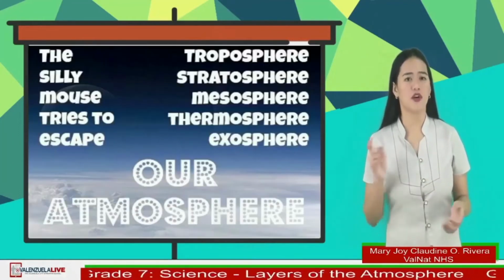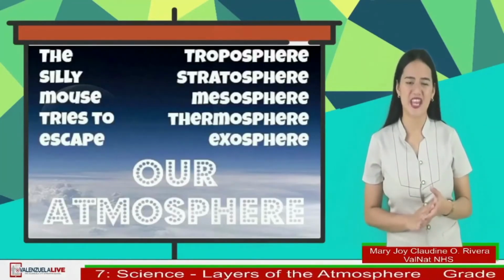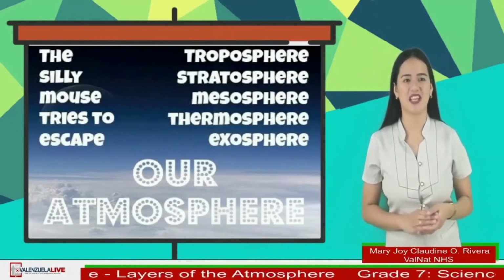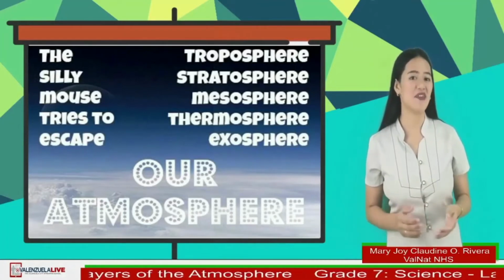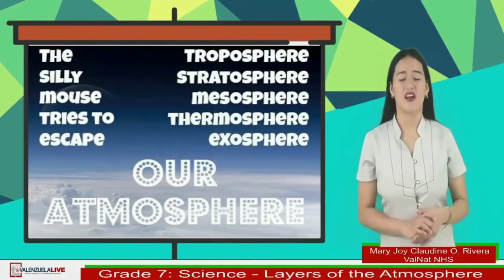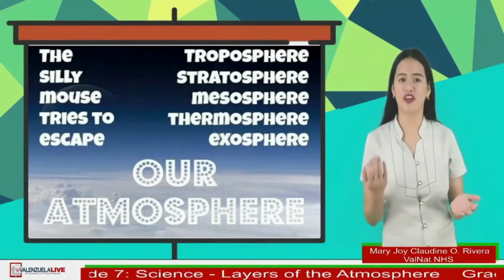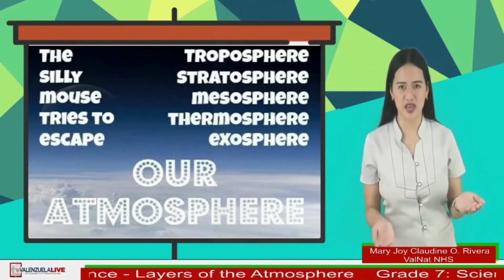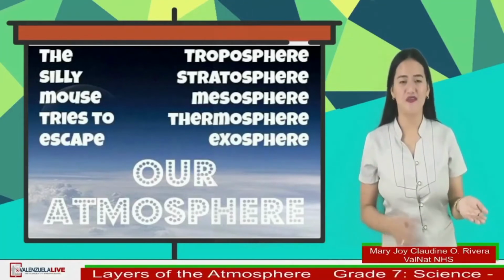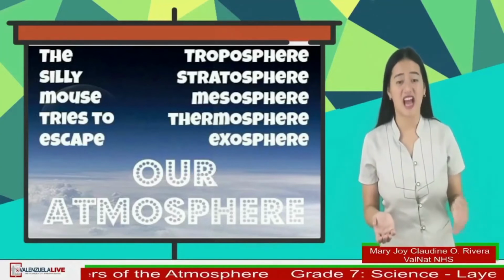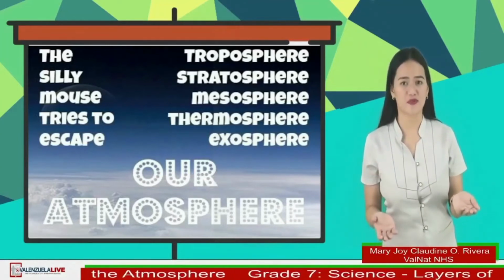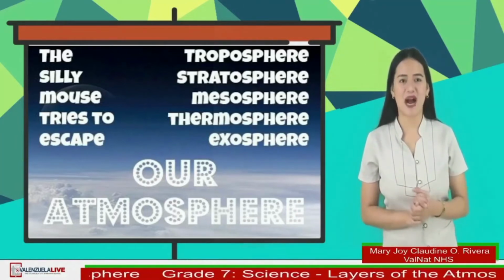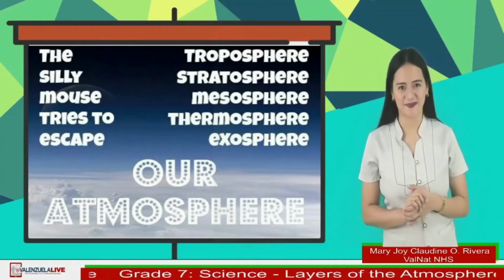And now, for you to be able to easily remember the layers of the atmosphere in proper order, please take note of this mnemonic device. The silly mouse tries to escape. The word "the" for troposphere, silly for stratosphere, mouse for the mesosphere, tries for thermosphere, and escape for exosphere. The silly mouse tries to escape.